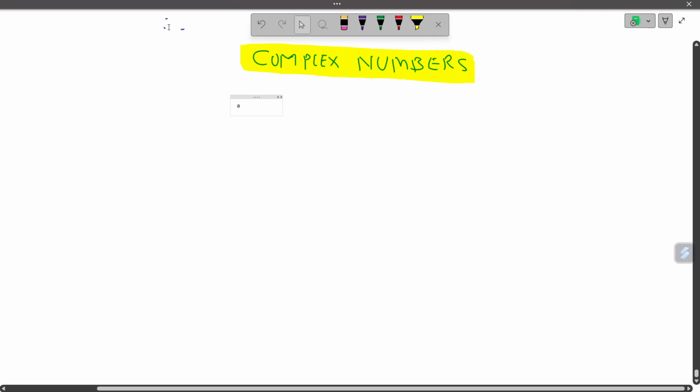Hi everyone, today we'll discuss complex numbers. What is a complex number?